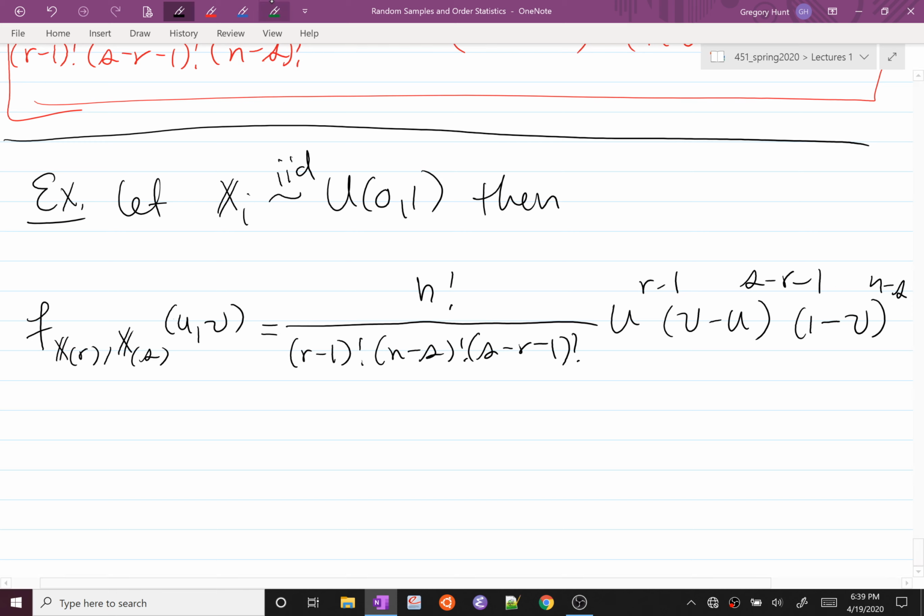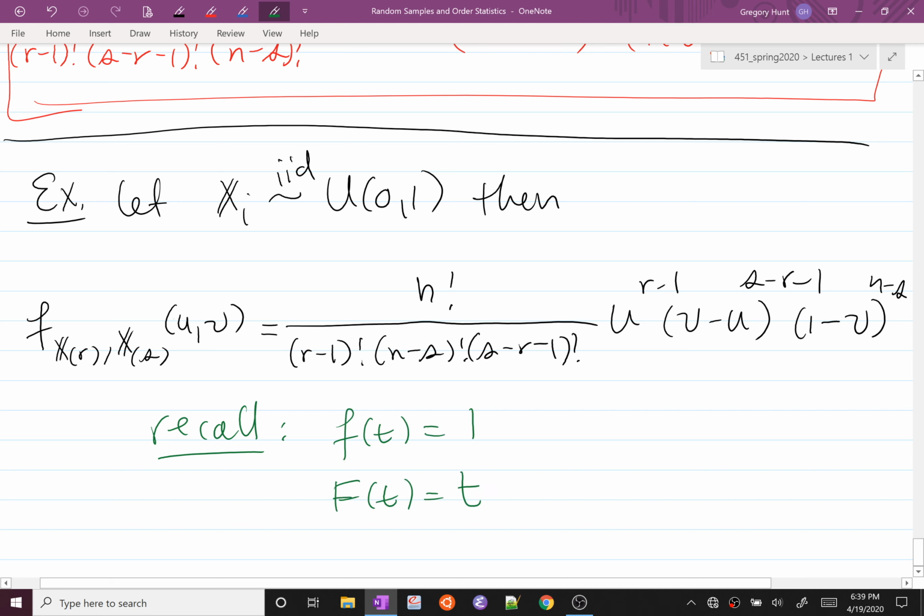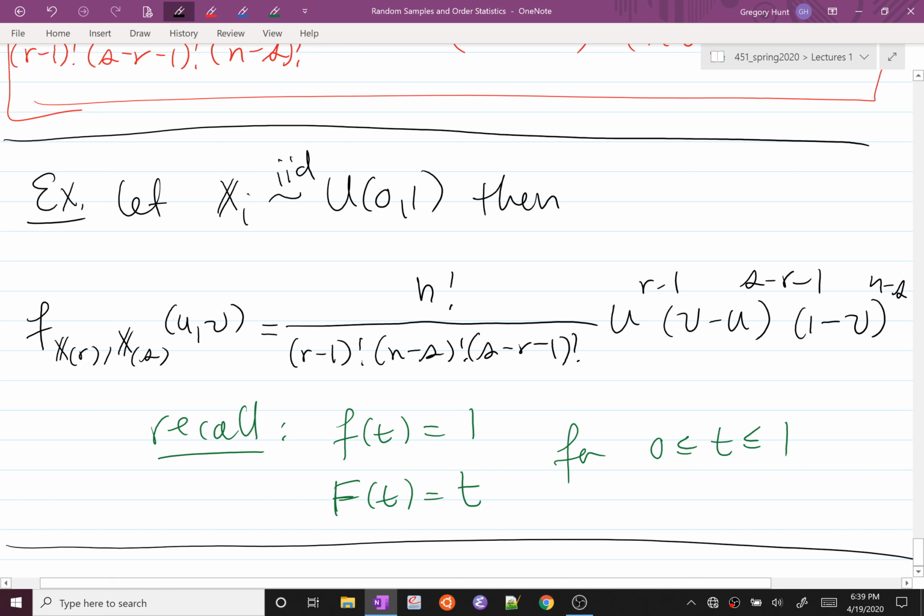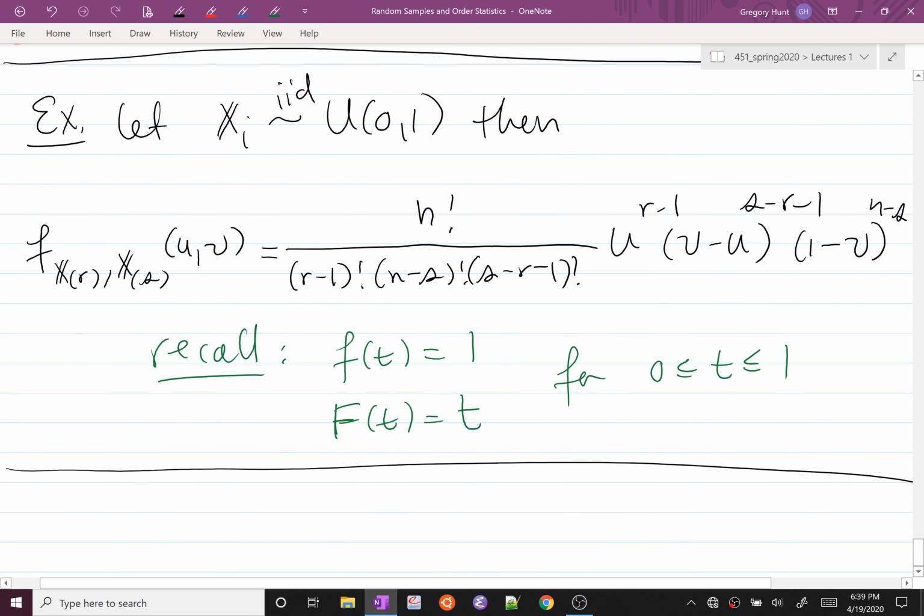This comes from the fact that, recall, for the uniform 0, 1, little f of t is 1 and big F of t is just t. This is true as long as t is between 0 and 1. Okay, so we'll come back to this. That's the formula for it. It's not the most interesting formula, but we can actually use it to solve an interesting problem.